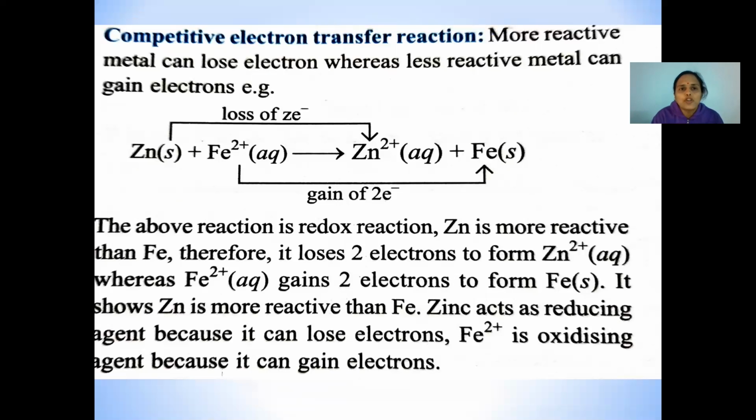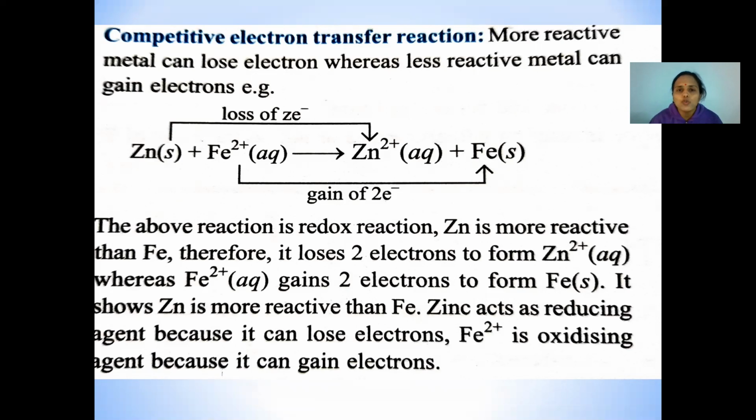Next, let's come to competitive electron transfer reactions. Here, keep in mind, more reactive metal can lose electrons, whereas less reactive metal can gain electrons. Look at this ionic equation. Zn reacts with Fe in +2 state to form Zn in +2 state plus Fe.